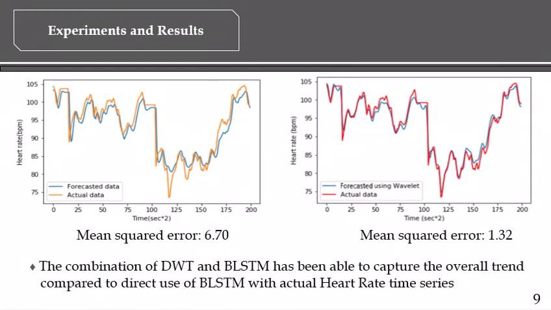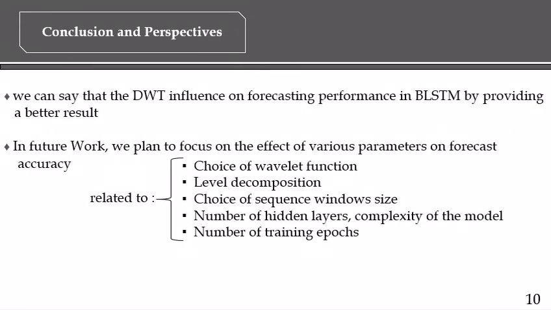So here we compare the 2 figures. You can clearly see that our approach, the combination of LSTM with wavelet decomposition, has been able to capture the overall trend, and it gives the lower mean squared error of 1.32. We can conclude that wavelet decomposition influences forecasting performance in the LSTM model by giving high performance and better results.